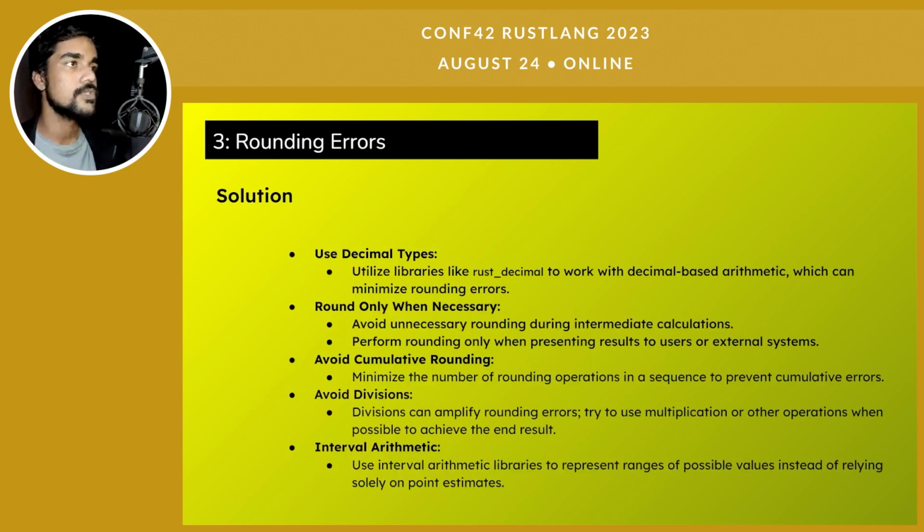To solve this, we can use decimal types to work with. The rust_decimal crate provides that. It's similar to the num-bigint crate that we previously mentioned. With that, we can work with decimal-based arithmetic, which can minimize rounding errors. Also, we can try to round only when necessary. Another thing is to avoid cumulative rounding. So you can structure your calculations, if they are long, in such a way that they don't result in cumulative errors, but rather avoid them in the first place.